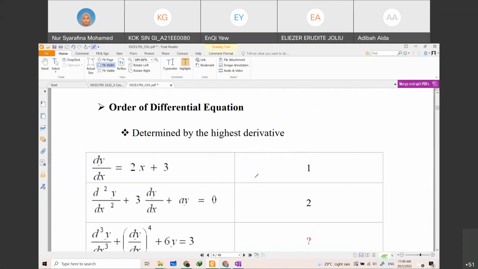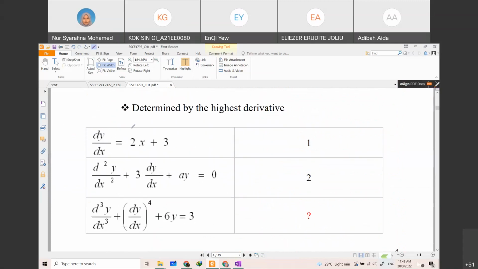Now, the order of a differential equation is determined by the highest derivative. So dy/dx is your derivative. The highest derivative here is only dy/dx, where the power is 1. So this is a first order ordinary differential equation. You know that this is ordinary because we have one dependent and one independent variable. You know that this is first order because you have only d to the power of 1 here. So the highest derivative dy/dx only has degree 1.